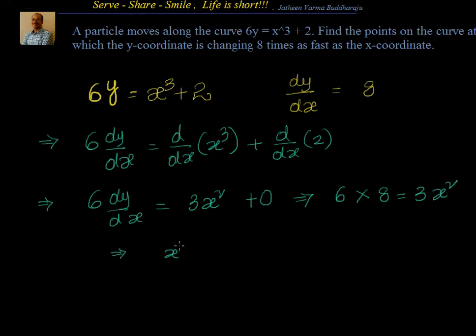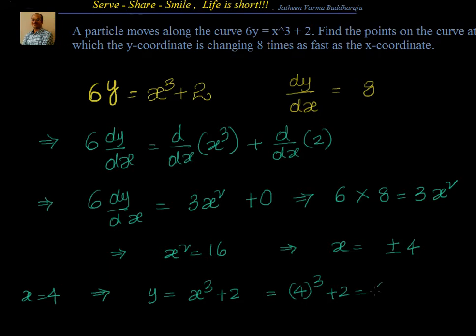If I simplify, I'll have x square equal to 16. That gives me x equal to plus or minus 4. Now I got the x coordinate, but how to get the y coordinate? For that we'll substitute in the equation. We will say x equal to 4 implies 6y equal to x cube plus 2, that is equal to 4 whole cube plus 2, that's equal to 66. If x equal to 4, 6y is equal to 66. That gives y equal to 11.